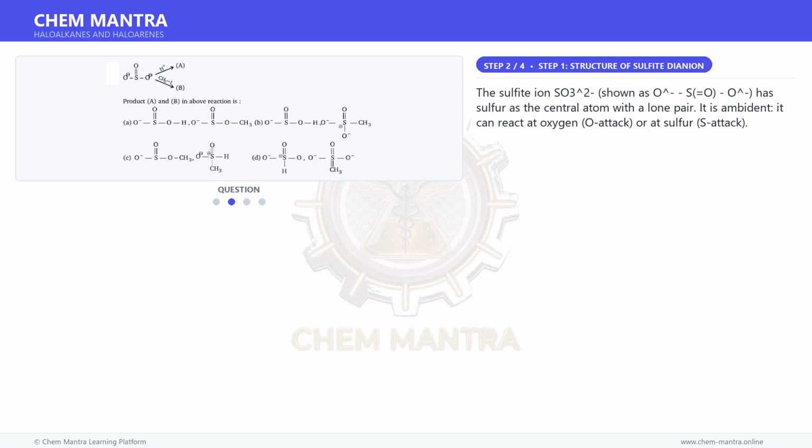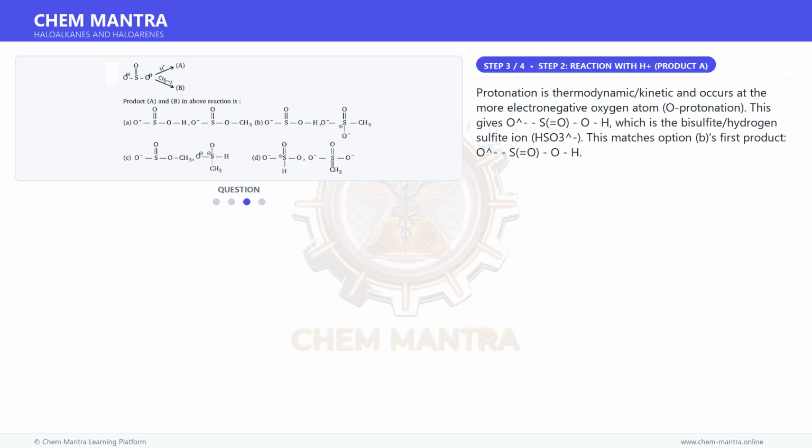Moving on to the next step. The sulfite ion SO3 2-, shown as O-S=O with O-, has sulfur as the central atom with a lone pair. It is ambident, it can react at oxygen, O attack, or at sulfur, S attack.